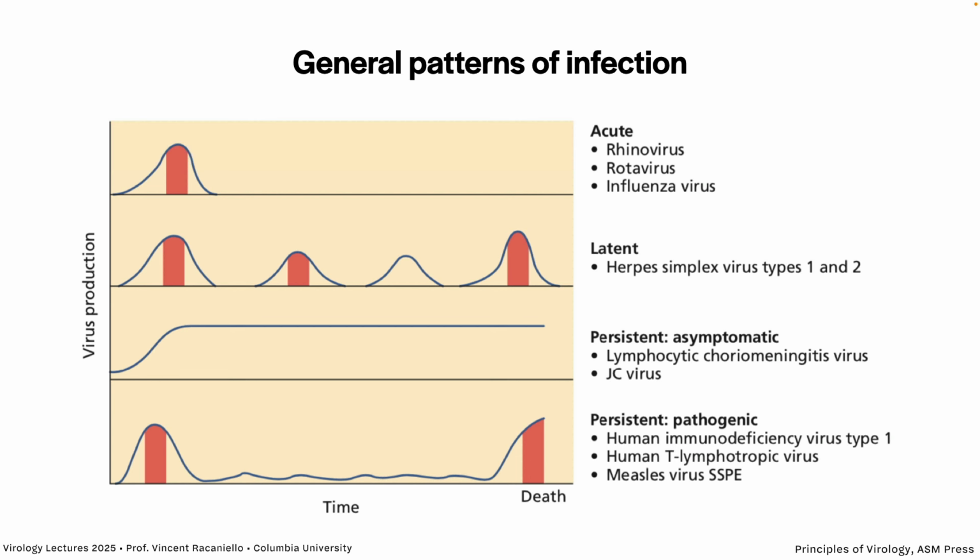The others are persistent. By definition, a persistent virus infection remains with you your whole life. You can't get rid of it. The only way is when you die. You're done. And we'll talk about those next time.